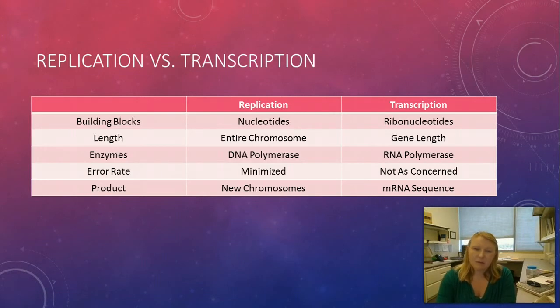As we talked about, in replication, we use nucleotides. In transcription, we use ribonucleotides. In transcription, we're only focused on a specific gene. We're not going to replicate or transcribe the entire length of the chromosome. We're only looking for the specific protein that we need for that moment. The enzyme that we use for this is called RNA polymerase, as opposed to DNA polymerase. And as I said, we're not worried about the error rate. And then lastly, instead of a brand new chromosome being made, we have an mRNA sequence, and that is the product of transcription. So it's really important to understand how transcription differs from replication because the process seems pretty similar, but the end result is different.